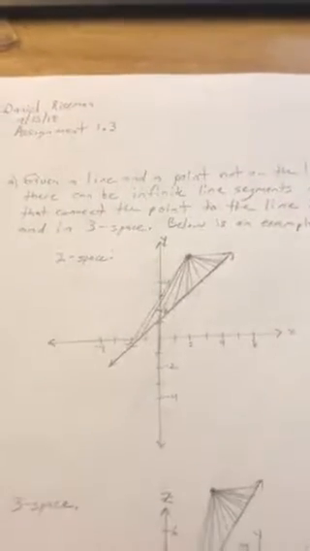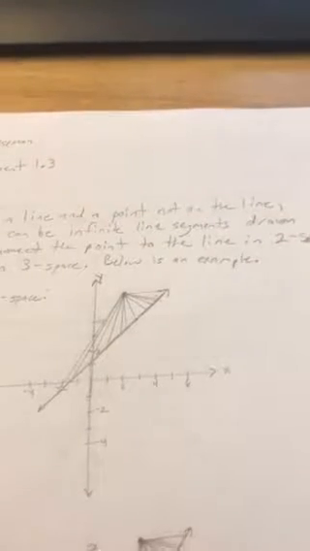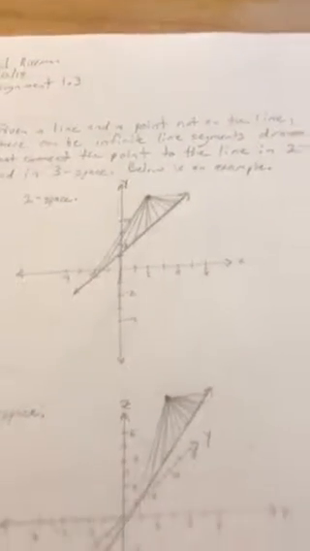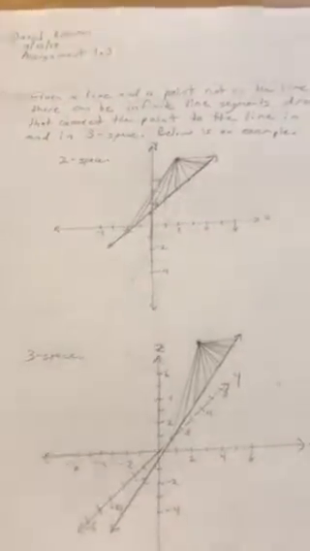For question number 9, given a line and a point not on a line, there can be infinite line segments drawn that connect the point to the line in 2 space and in 3 space. And I diagrammed it here below for both.